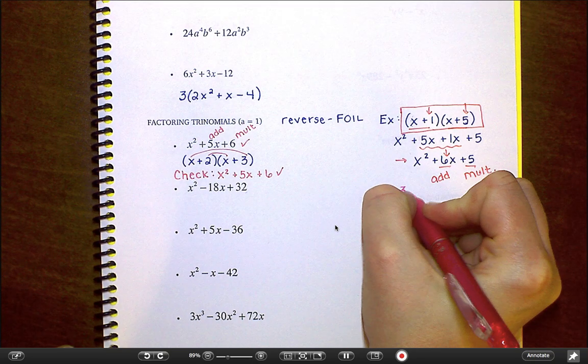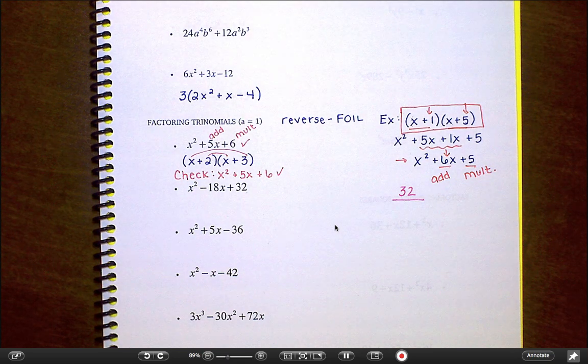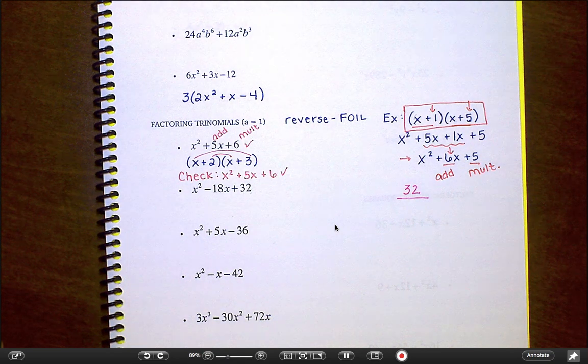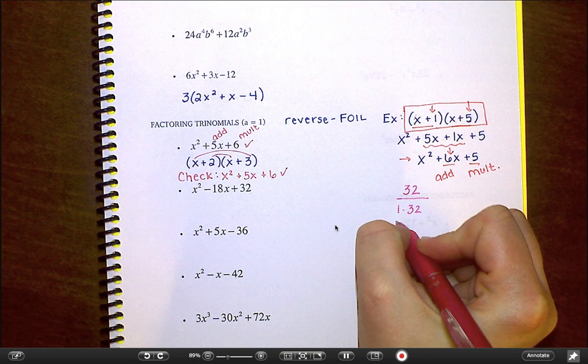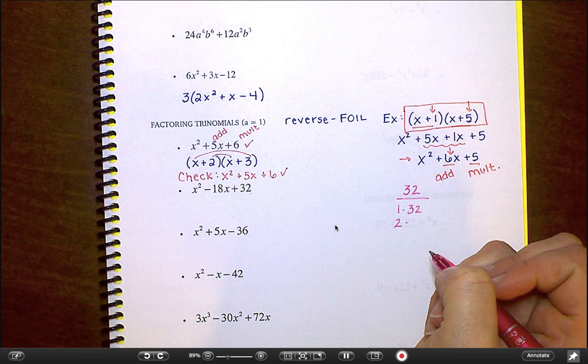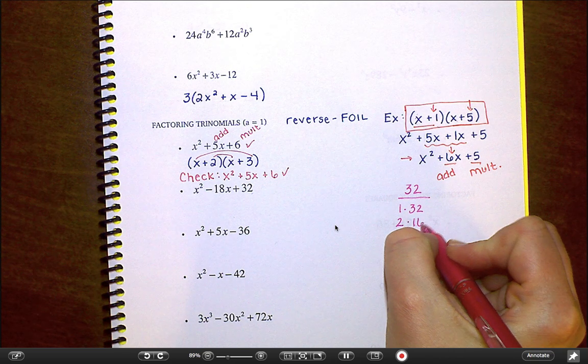I kind of go off to the side, and I make a list of all the ways to multiply to 32. And I kind of demonstrated this in the last lesson, in the last video. But so I go 1 and 32, 2, and if you need a calculator to help you out here, that's okay. 32 divided by 2 is 16.